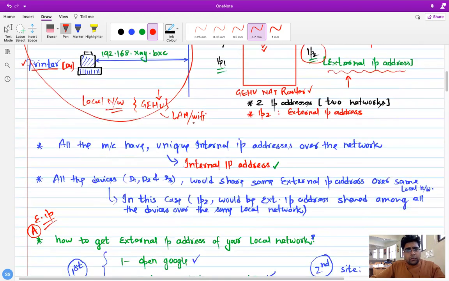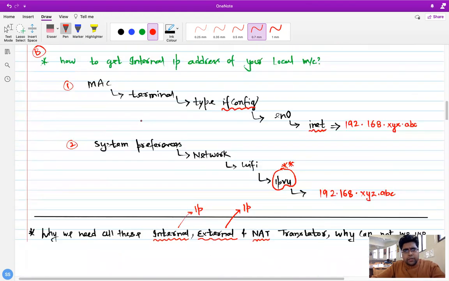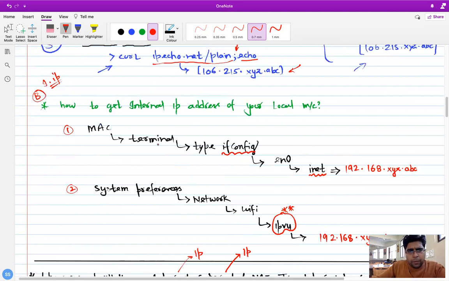To get the internal IP address, first of all you must understand that these are not static IP addresses. Whenever you connect to a network, your internet service provider would provide you a particular private IP address, and it may differ. So how to get that? There is a way. In Mac, you open the terminal, simply type ifconfig, check en0, and inside inet you can find this internal IP address.